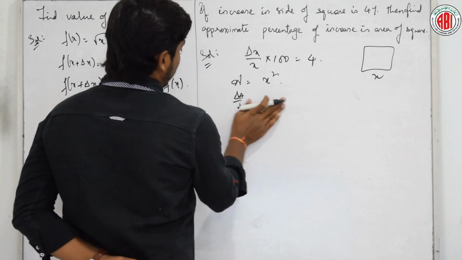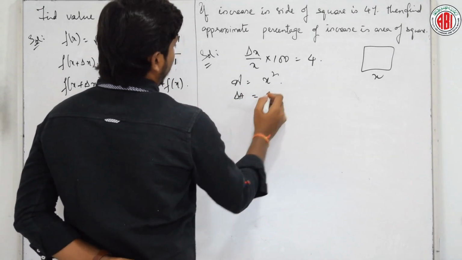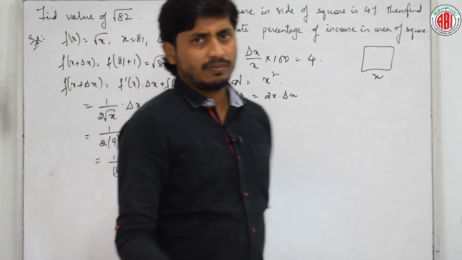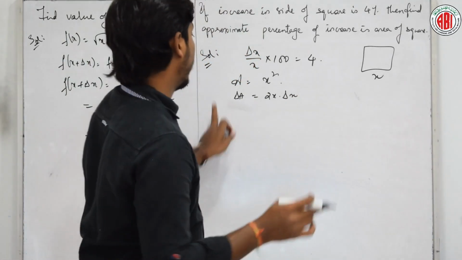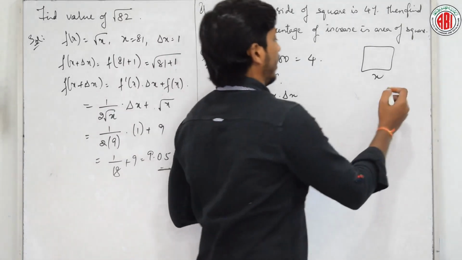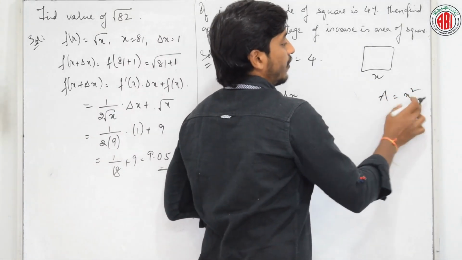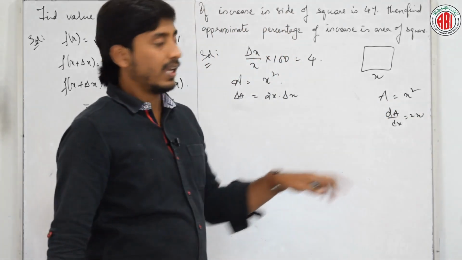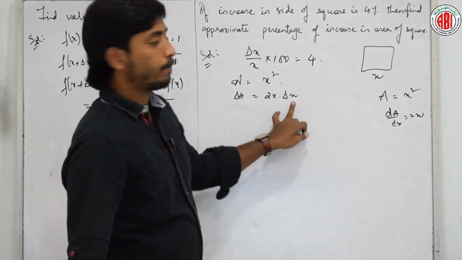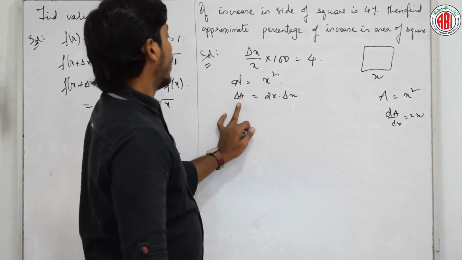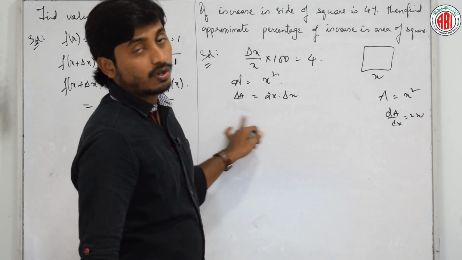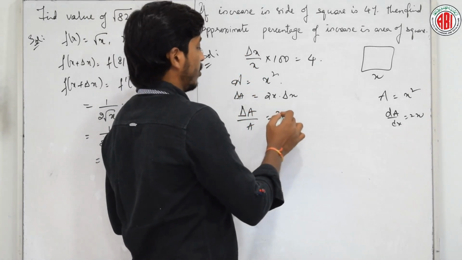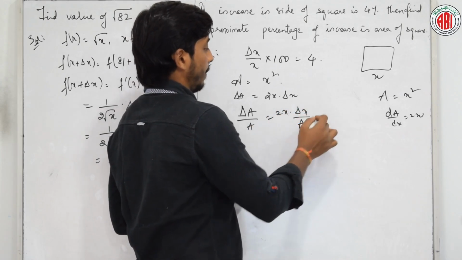Okay, let me differentiate it. Del A is 2x into del x. Yes or no? Fine. Or even if you don't understand, let me tell, if it is just area A equals x square, if you want to differentiate it, I used to write dA by dx is equal to 2x. Okay, just I will send the dx this side. Can we? Fine. I want del A by A into 100. So let me divide by A on both sides. That is del A by A is equal to 2x into del x by A.